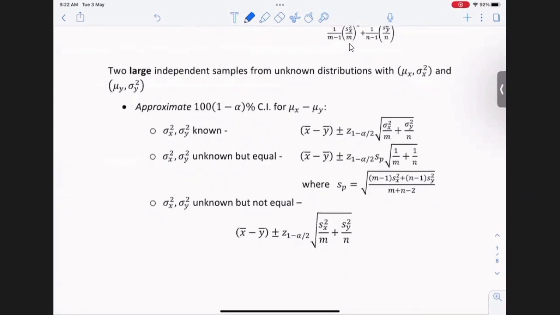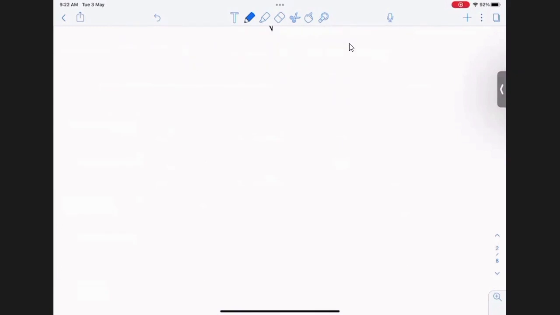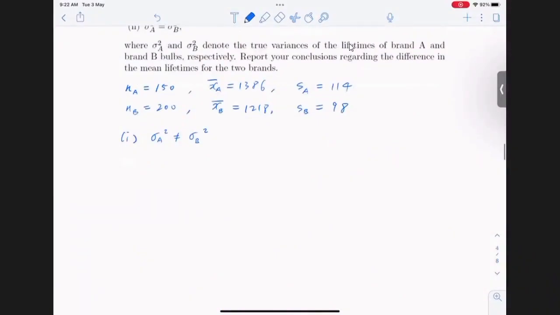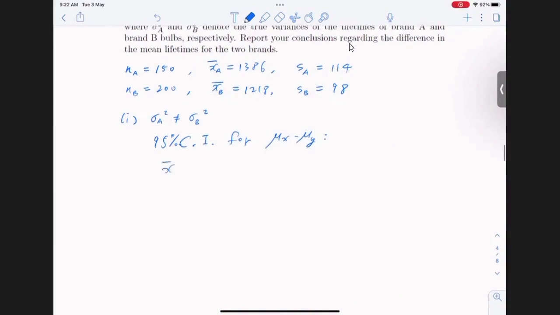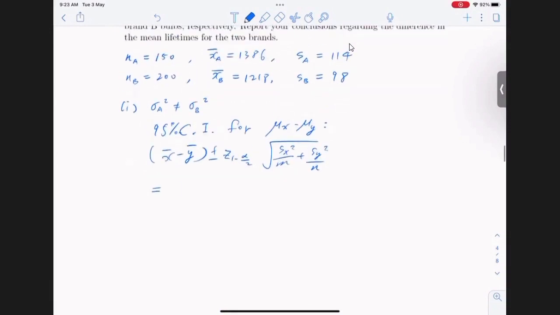If the population variances are not assumed to be equal, this will be the formula we use. We start with the difference in the sample means, plus minus the normal quantile, multiplied by the standard error of this, which is the square root of the sum of these two terms. So the difference in the sample means, plus minus.